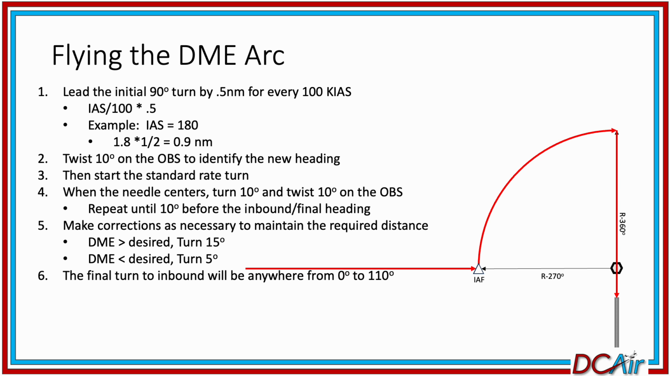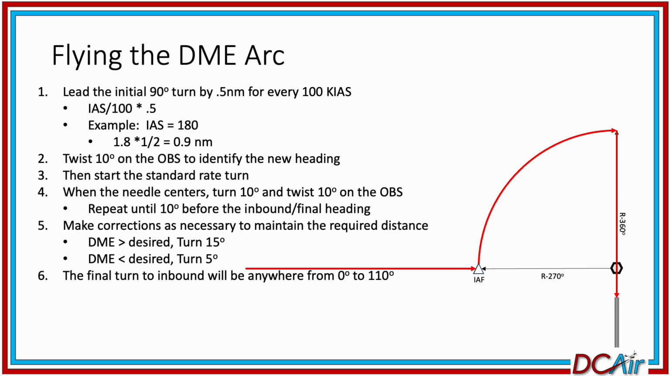Divide your airspeed by 100, then take 1/2 of that number. For example, if your indicated airspeed is 180 knots, divide by 100, which is 1.8. 1/2 of 1.8 is 0.9 nautical miles. Second, for the initial turn, twist 10 degrees on the OBS to identify the new heading, 90 degrees from your OBS heading. Third, then start the standard rate turn to that heading.